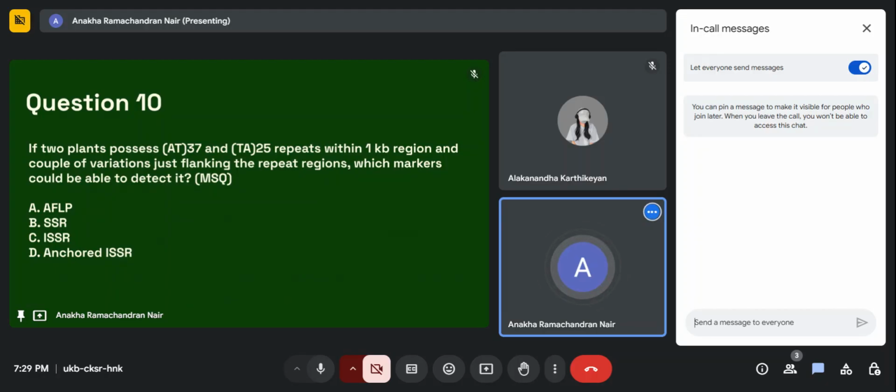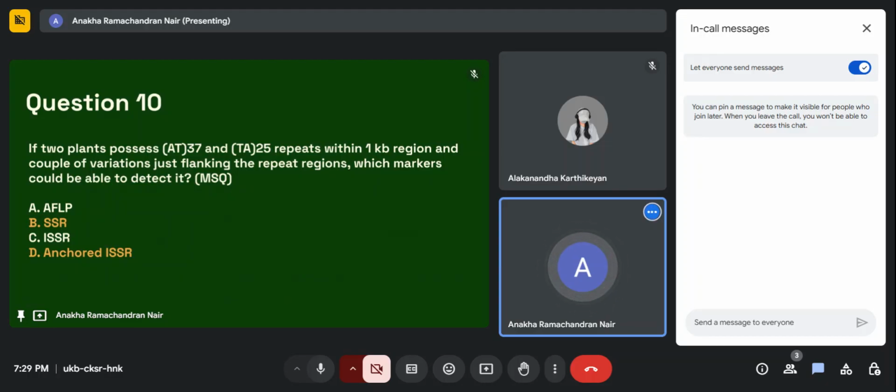There are four options given to you: AFLP, SSR, ISSR, and anchored ISSR. Do you want to try? I don't know the answer. All right, sure. So the correct answer in this case is SSR and anchored ISSR.